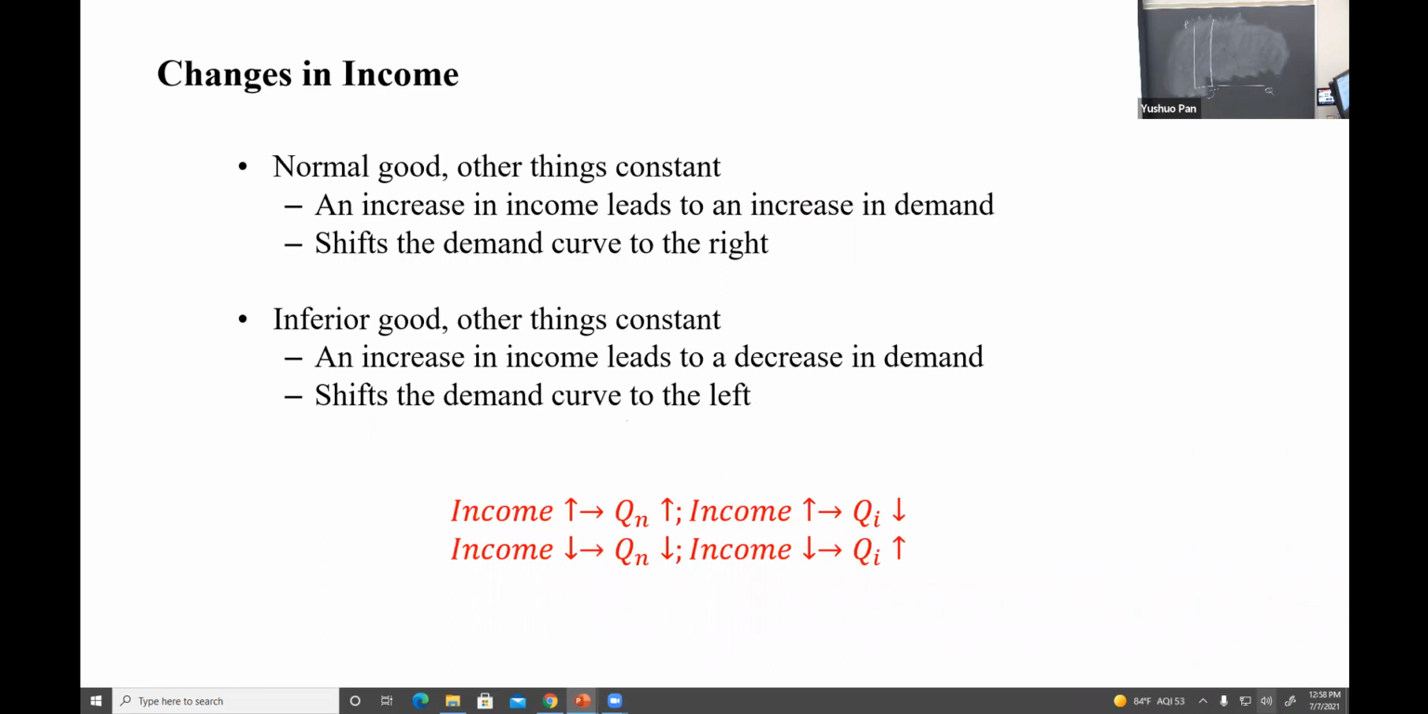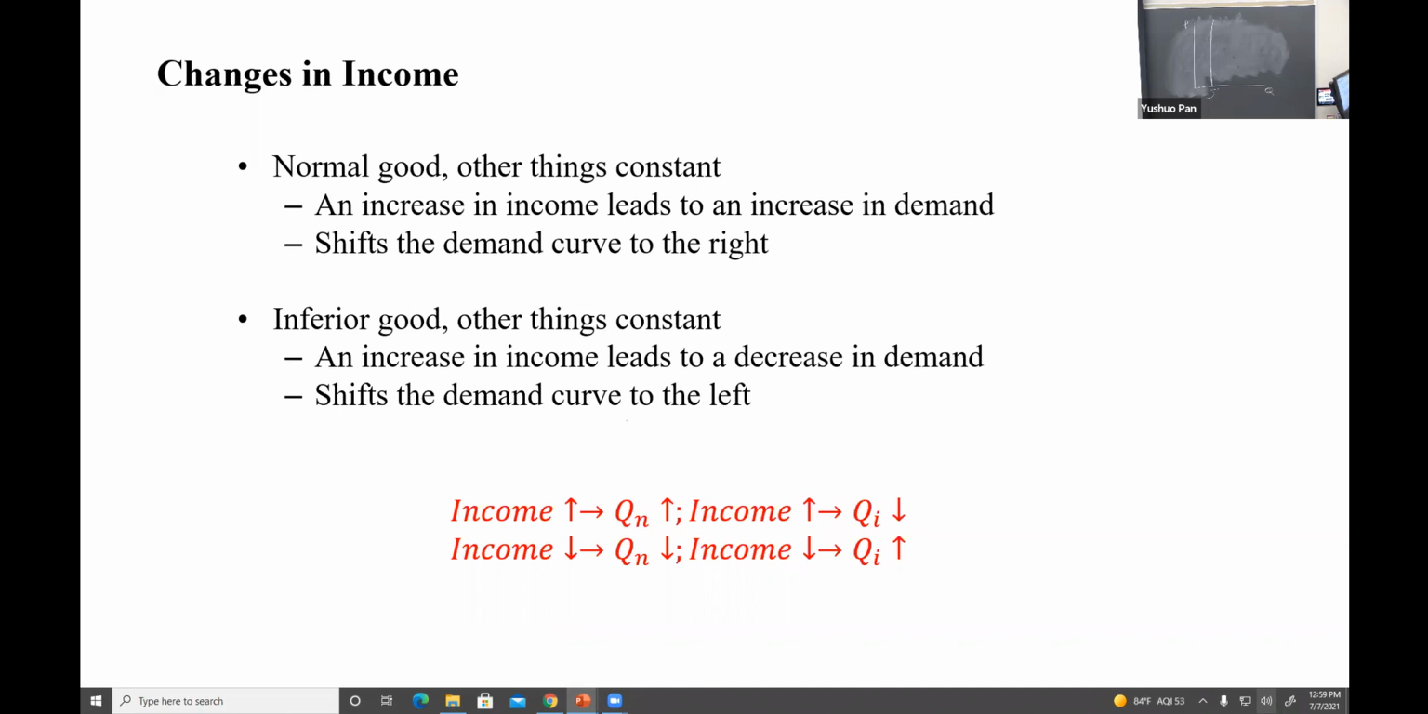The second one is the changes in income. So in this part, you need to know 2 new definitions: the normal good and the inferior good. For a normal good, other things constant, an increase in income leads to an increase in demand. A normal good means if I have more income, I want to buy more of that stuff. That's the normal good. And then when your income goes up, it will shift the demand curve to the right. An inferior good is the opposite.